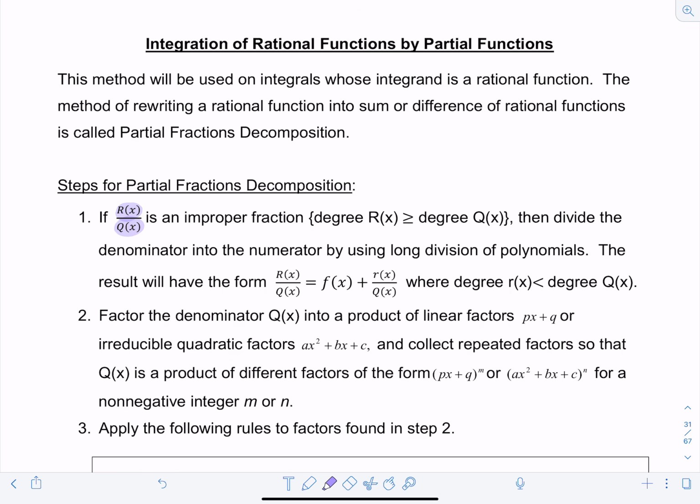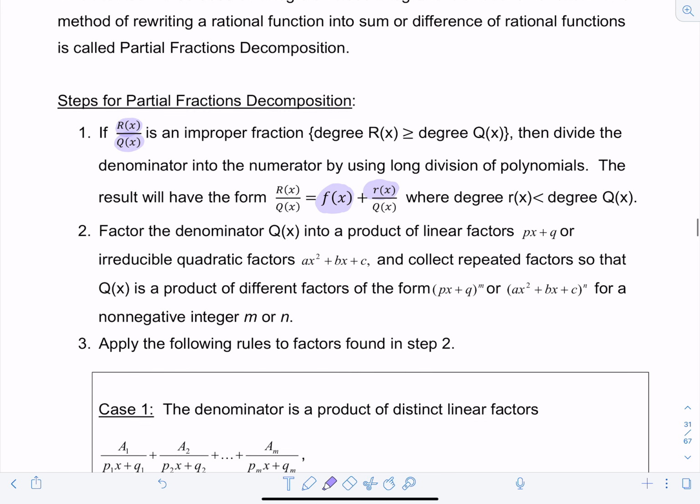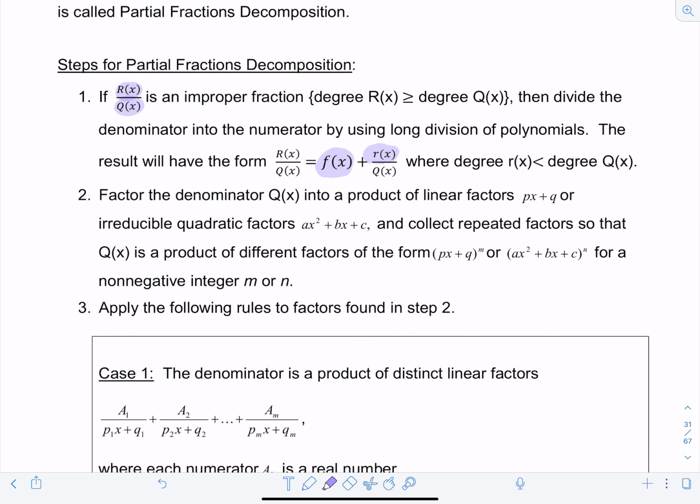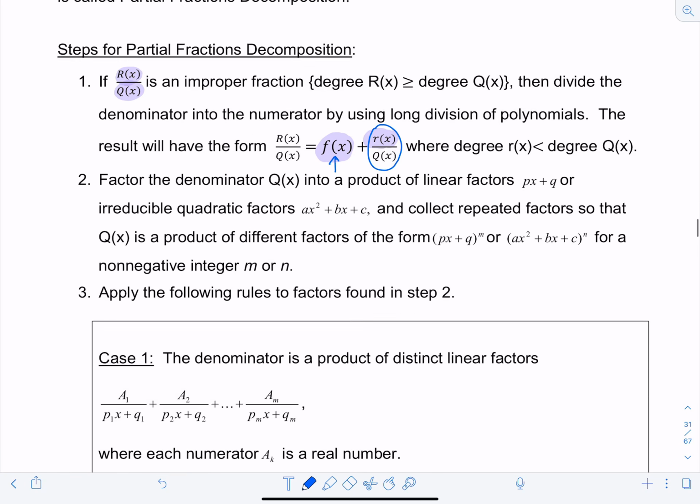The result will have the form f of x, that's your quotient, plus little r of x, that's the remainder, divided by q of x. So what you would do from there is factor the denominator, capital Q of x, into a product of linear factors or irreducible quadratic factors, and then collect the repeated factors. And then you're going to apply the following rules to the factors that you find in the previous step. So basically, you're going to deal with integrating f of x the way you would any polynomial, and then you're going to apply partial fractions to the remainder if you have one.